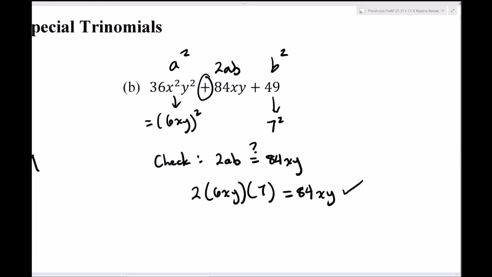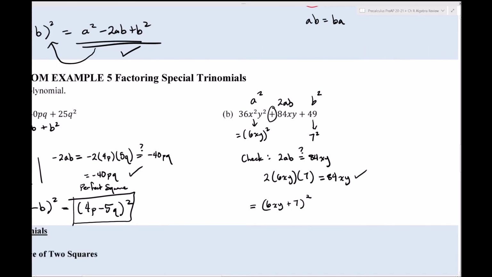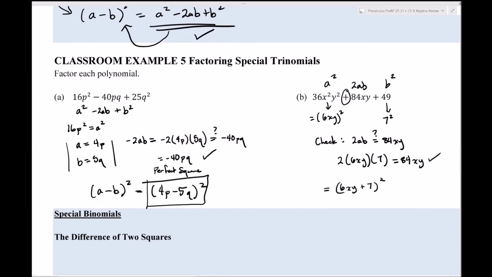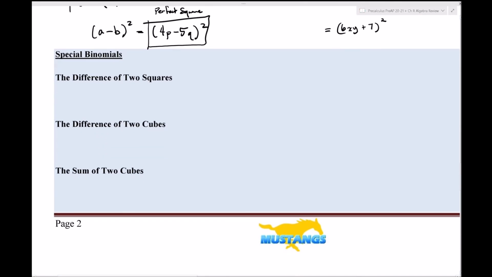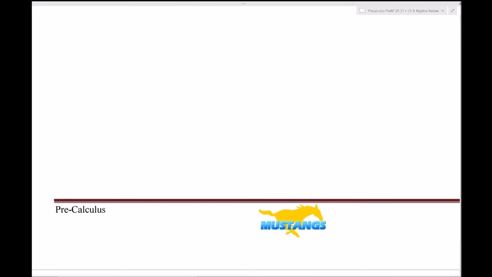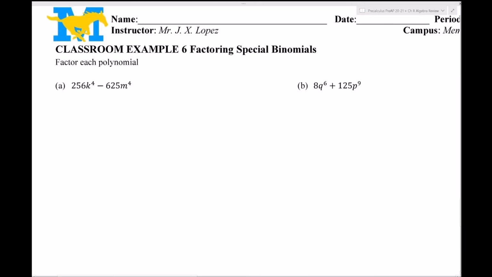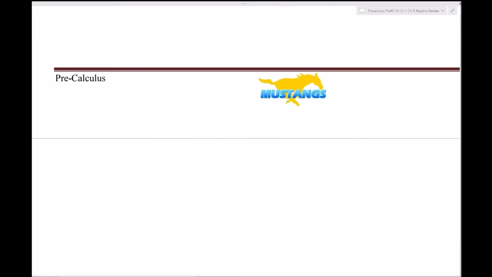So if that checks out, this is a perfect square, and that thing factors out to a plus b quantity squared. 6xy plus 7 quantity squared. So those are special trinomials. We'll look at special binomials, difference of squares, difference of two cubes, and sum of two cubes. And that's going to conclude this particular section. I thought there was going to be more after that, but apparently not.